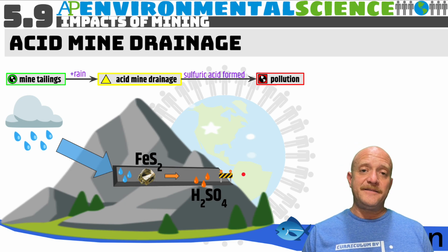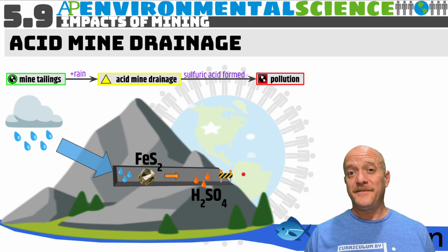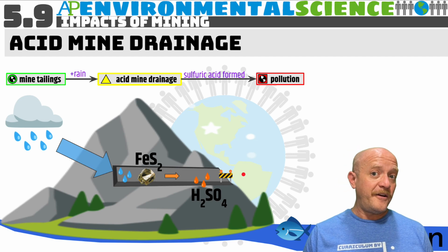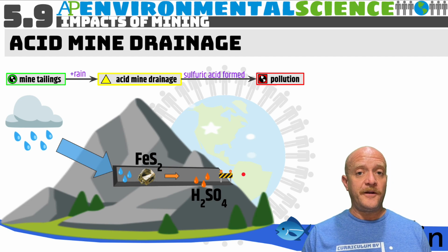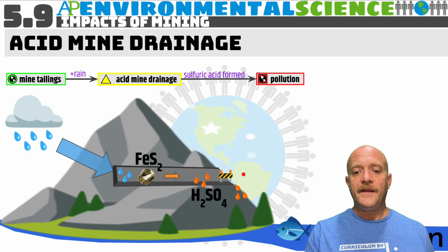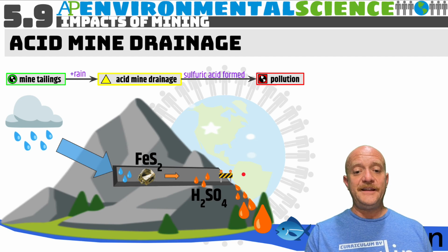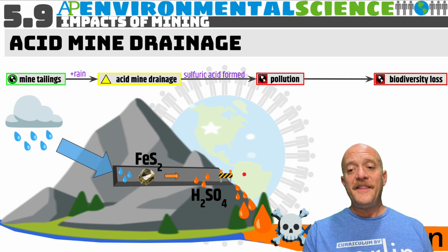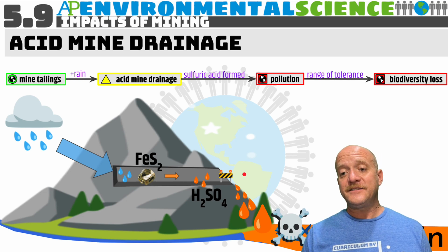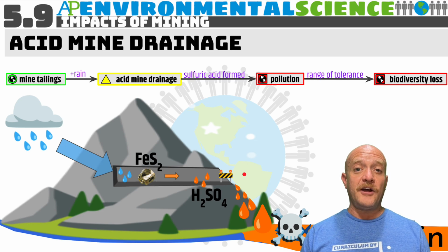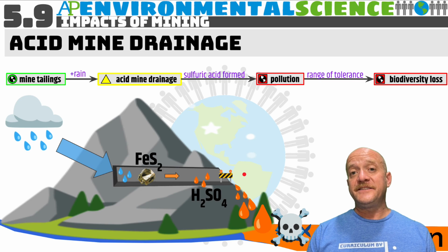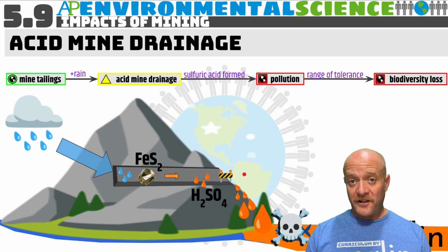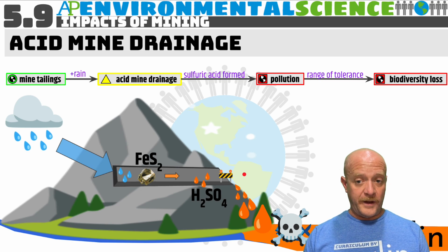So anytime you add, this is something to remember, when you add something that contains sulfur with water, you get sulfuric acid. Okay, sulfuric acid, H2SO4, commit that to memory. And that sulfuric acid is then going to drain out into a body of water. And that's going to lead to biodiversity loss because the pH drops excessively, and it makes the conditions in the water outside the range of tolerance for many aquatic organisms.